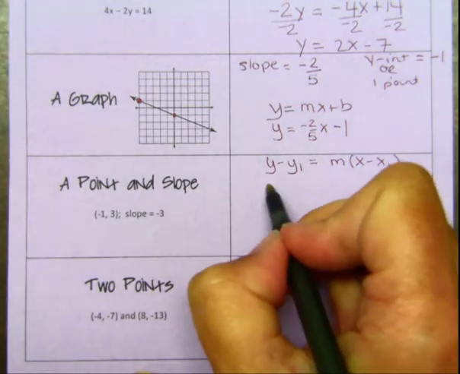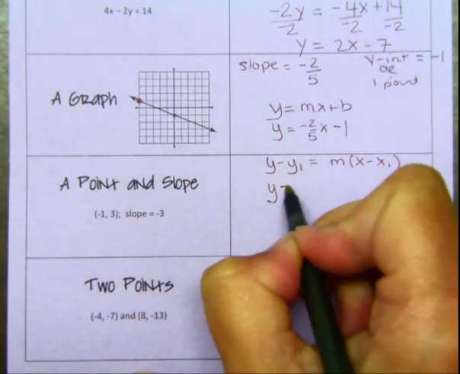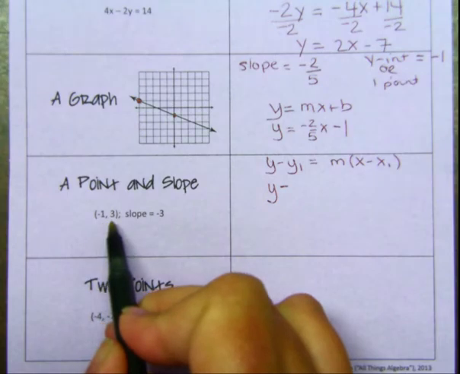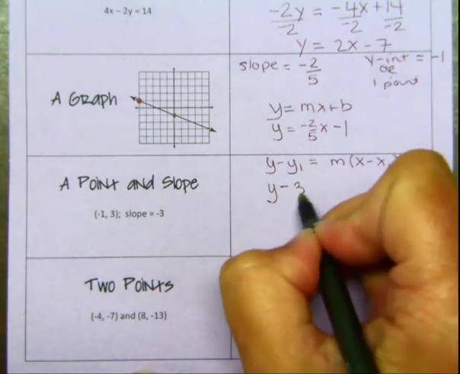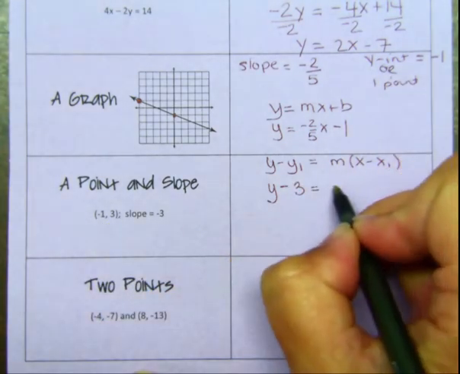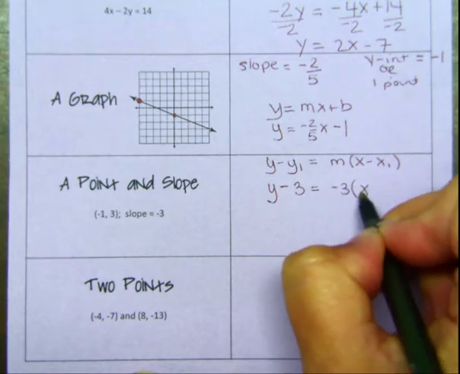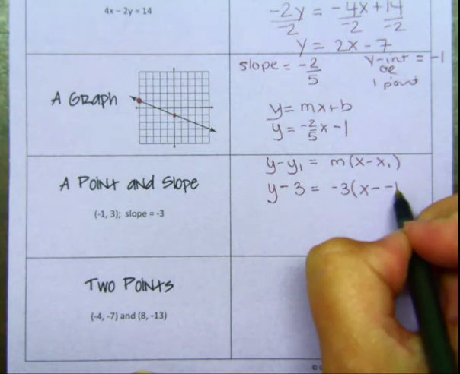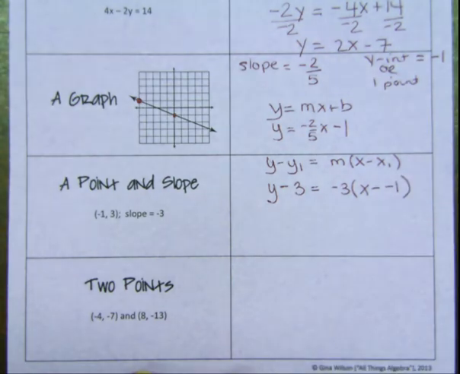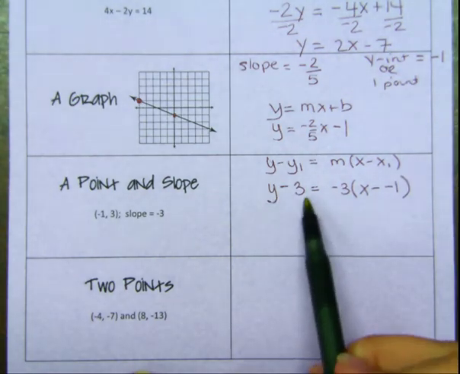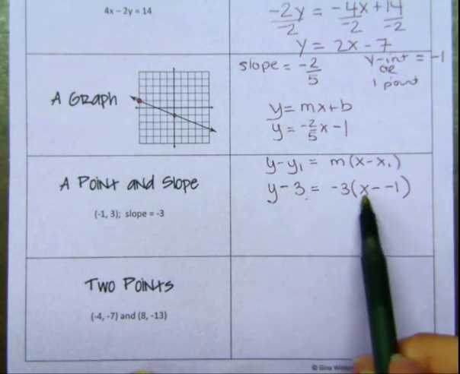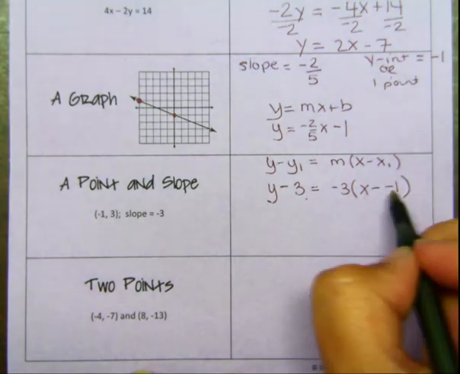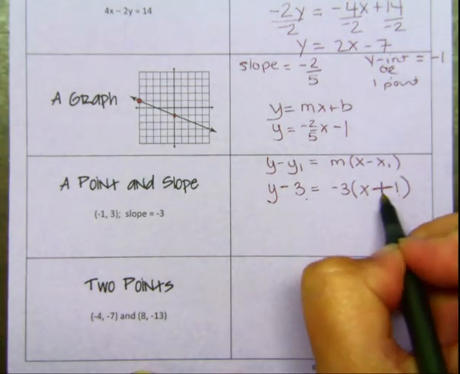So I'm just going to go ahead and plug in what I know. y minus the y value of my point, which would be 3, and then that's going to equal the slope times x minus the x value of my point, which is -1. And so now I can clean that up a little bit because I have y minus 3 equals -3 times x minus a -1, and minus a negative is really just plus.